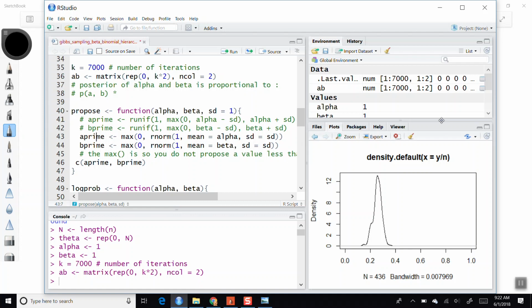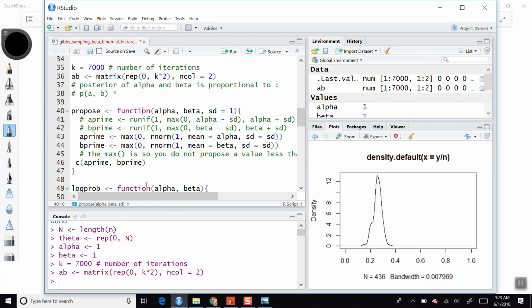All right, so for the proposal, I'm going to use a normal proposal. I'm going to say draw a random normal value centered at alpha with a standard deviation equal to SD, okay? And so we can specify what standard deviation we want. This is something we can tweak, okay? Because alpha has to be positive and beta has to be positive, if my rnorm ends up being less than 0, I want to make sure that I will draw 0 for alpha and draw 0 for beta. I don't want to draw negative values, okay?